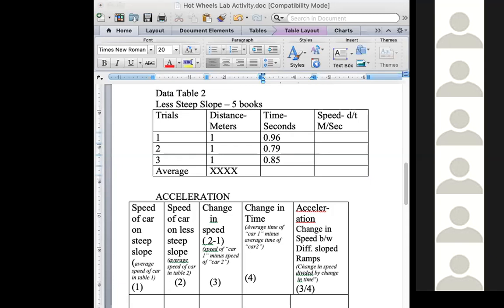And then let's see. Nate, would you please get the speed for trial 1? 1 divided by 0.96. Yes, you got that one already, okay? So I got 1.04 m/s.